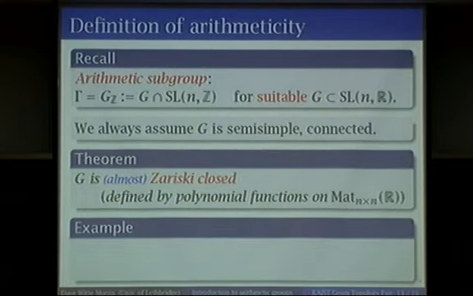And so, as an example, let's look at SL(2,R). Now SL(2,R), it's a bunch of 2 by 2 matrices. It's the 2 by 2 matrices of determinant 1.